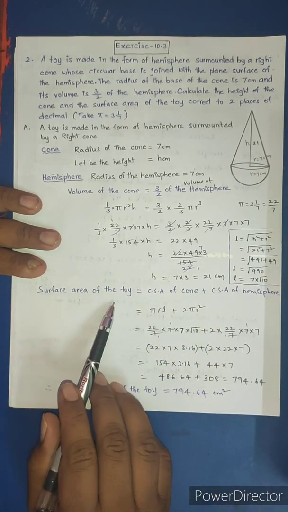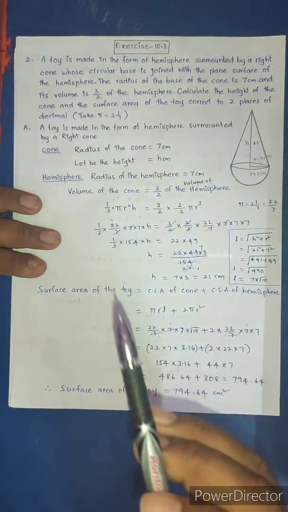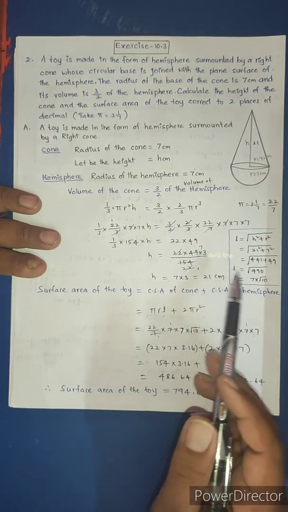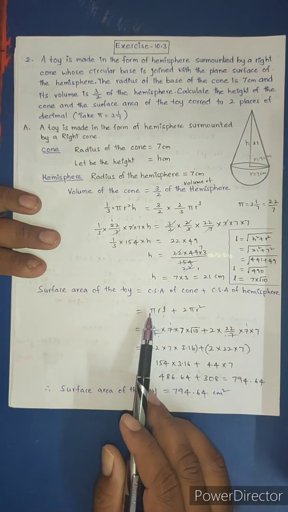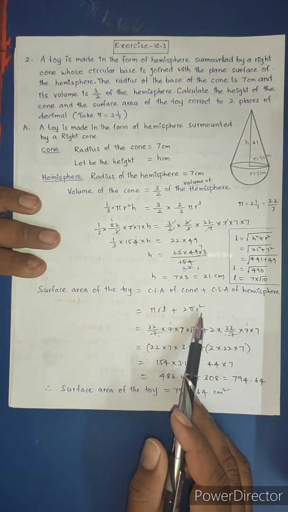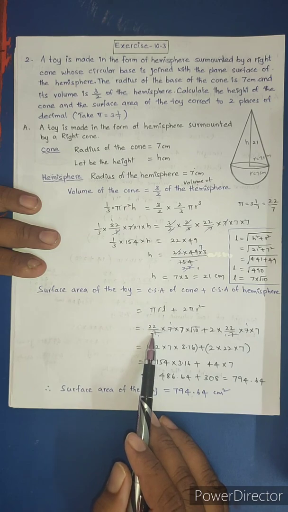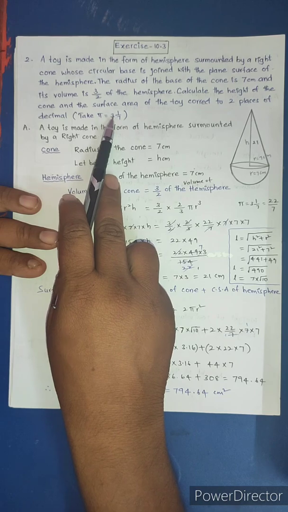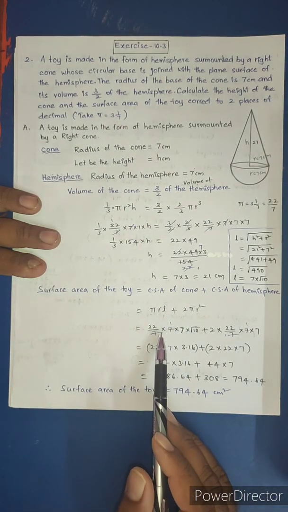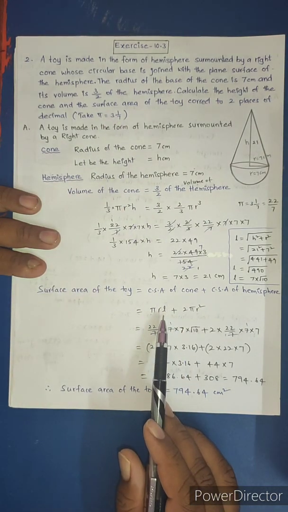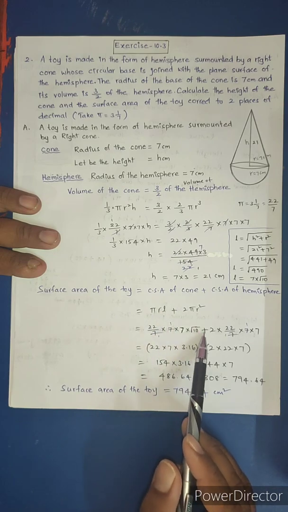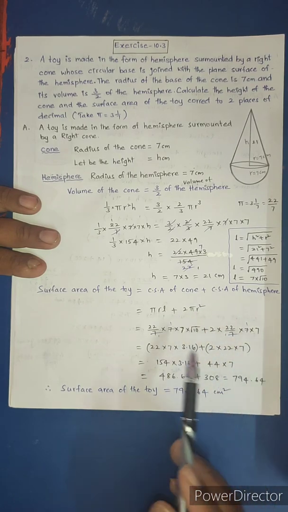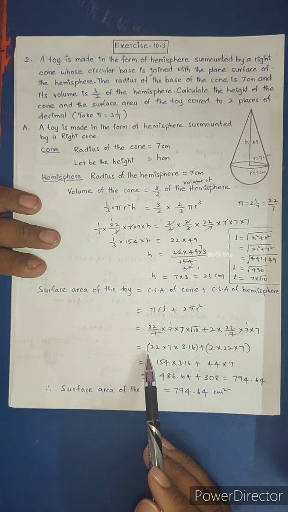Now surface area of the toy. Total surface area of the toy is equal to curved surface area of cone plus curved surface area of hemisphere. Formula: pi r L plus 2 pi r square. Pi value 22 by 7. Here used pi 3 1 by 7 means 7 3s are 21, 21 plus 1, 22 by 7 into r value 7. L slanting height 7 into root 10 plus 2 into pi value 22 by 7 into r square 7 into 7. Here 7 and 7 get cancelled.